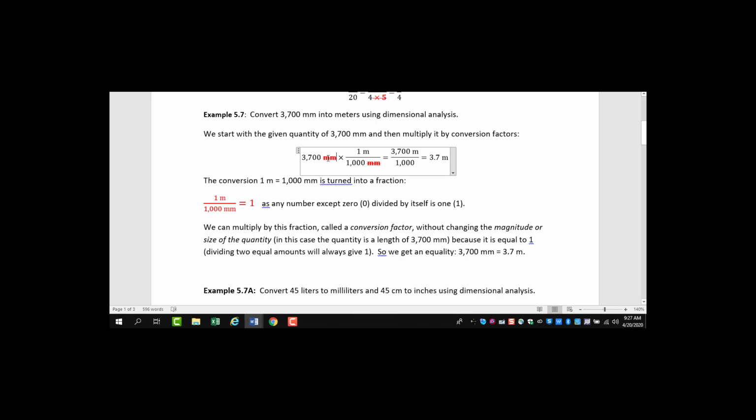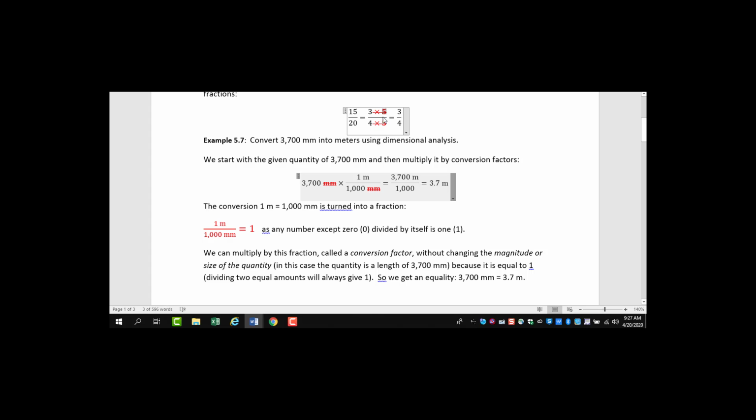So what happens here is that the units cancel. This is in the numerator. This is in the denominator. It's exactly like this. This is in the numerator, this is in the denominator. They cancel. So the millimeters cancel, and I just go ahead and multiply 3,700 times 1, and then divide by 1,000. 3,700 divided by 1,000 is 3.7 meters. These have the same value. The only thing I did was change from millimeters to meters.